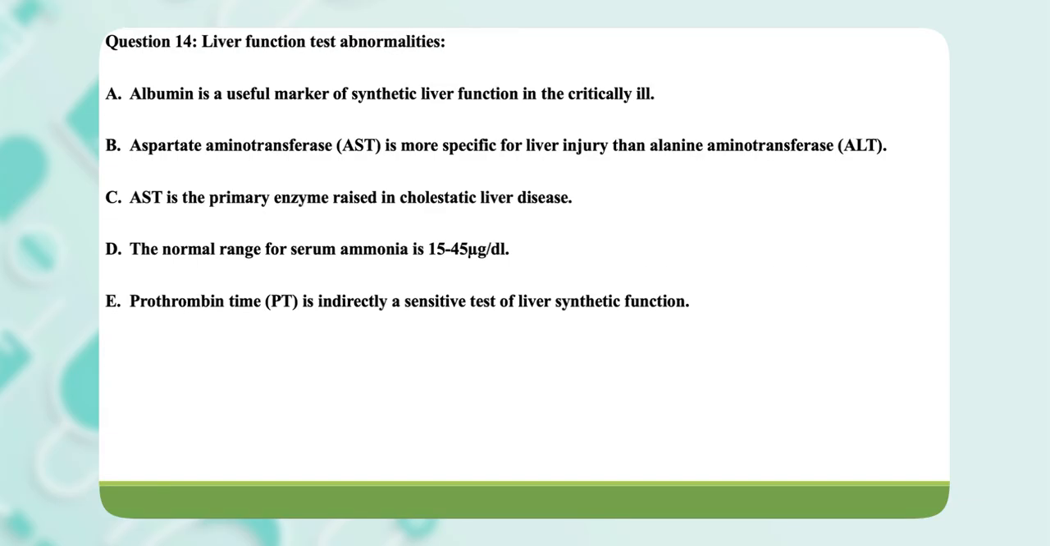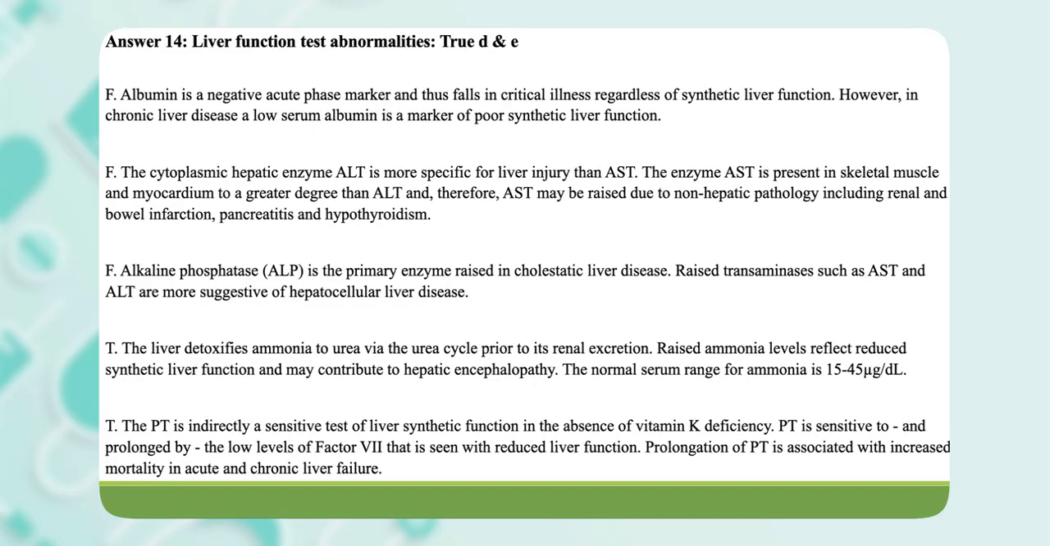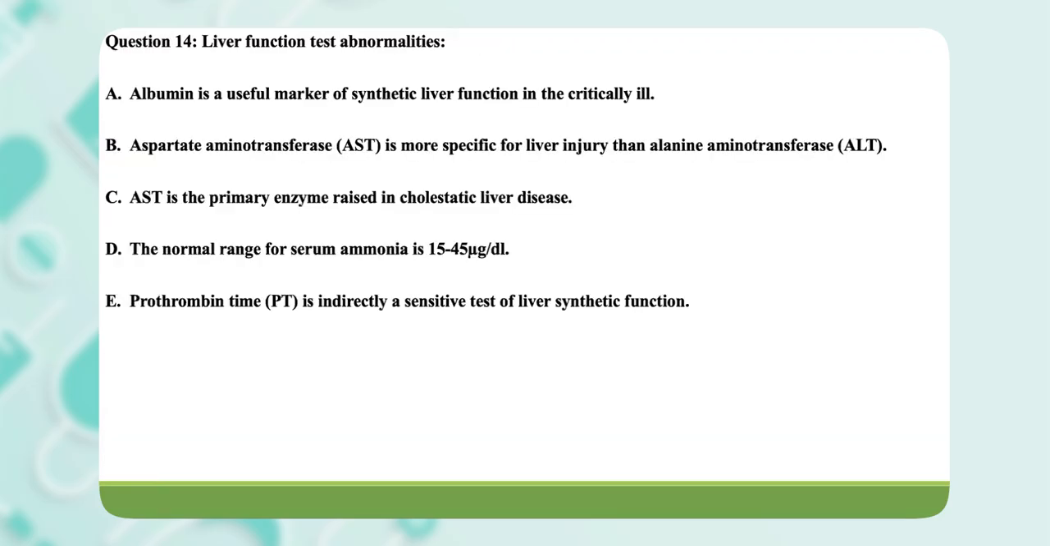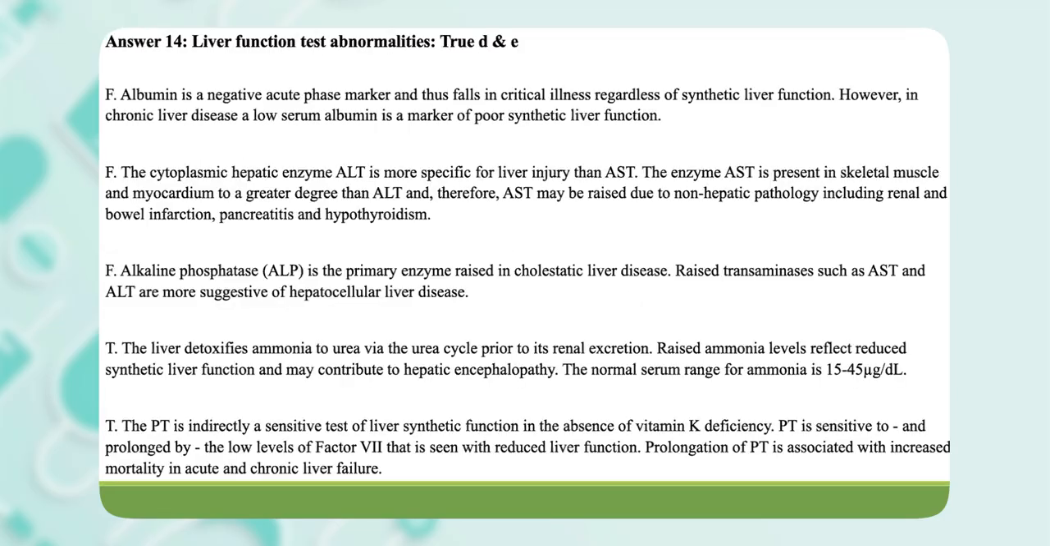So AST is not the primary enzyme raised in cholestatic liver disease. Alkaline phosphatase is the primary enzyme for cholestatic liver disease. Raised transaminases such as AST and ALT are more suggestive of hepatocellular disease. Then the normal range of serum ammonia is 15 to 45.